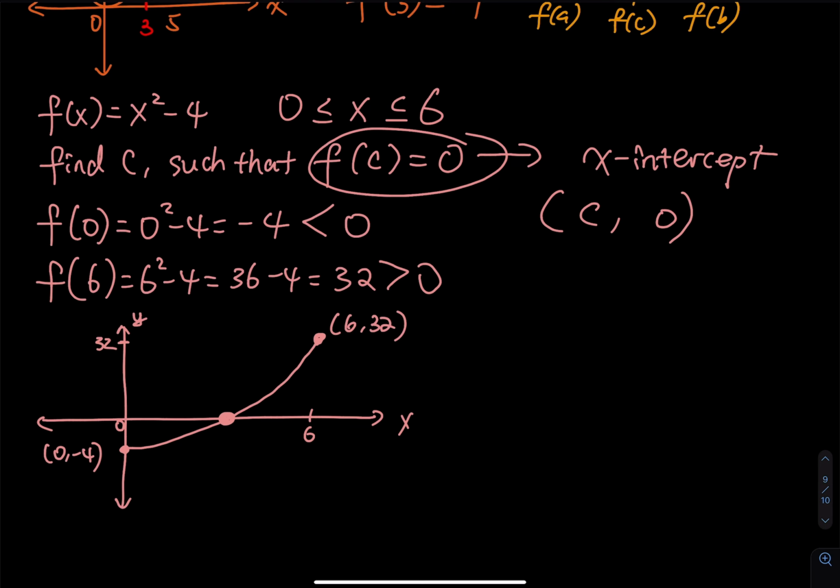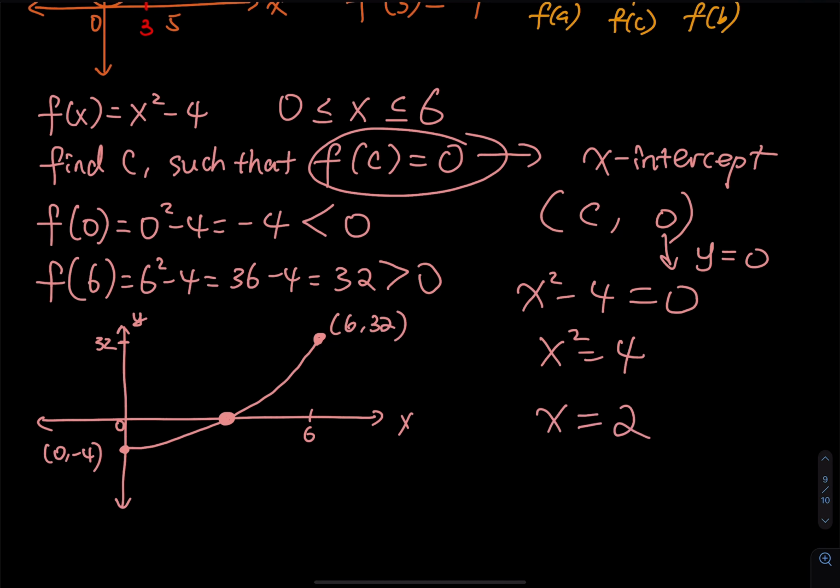And then they want you to find that value c. So how do you find the value c? This point c, 0, you can call this a zero or x-intercept. To find that point, you have to set the entire function equal to 0, because the y value is equal to 0. So x squared is equal to 4. Consider positive x only, so x is equal to 2. We don't need to worry about x equals negative 2 because we only consider x between 0 and 6. So when x is equal to 2, y is equal to 0.